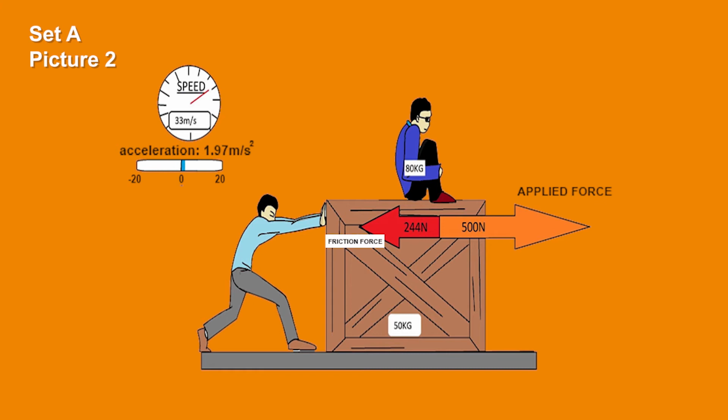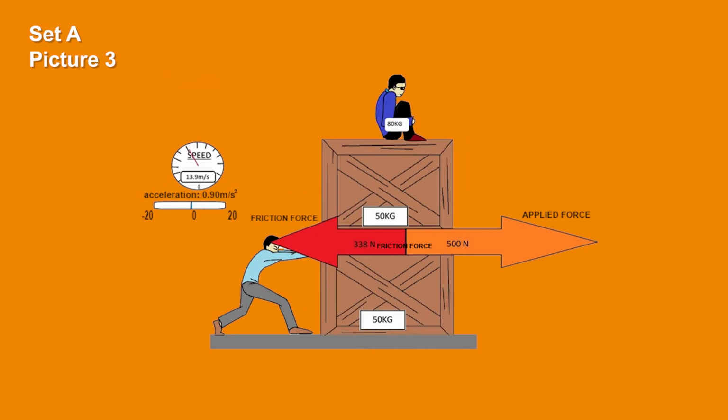Picture number 2. Compare this picture with picture number 1. Observe what is added and the force applied. Take a look at the speed and acceleration. Are there changes? Record the data in the table. Picture 3. What is the difference of this picture with the previous two pictures? What is increased and what is made constant? What happened to the speed and acceleration?